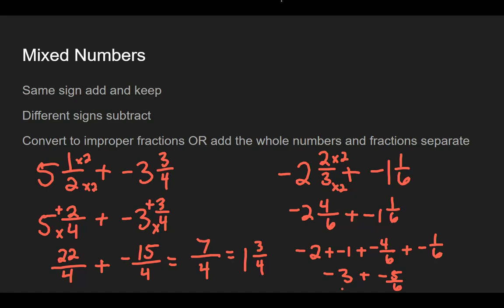And then from here, we are going to combine this. Negative 3 plus a negative 5/6 gives us a total. Again, these are two negative numbers, gives us a total of negative 3 and 5/6 for your final answer.